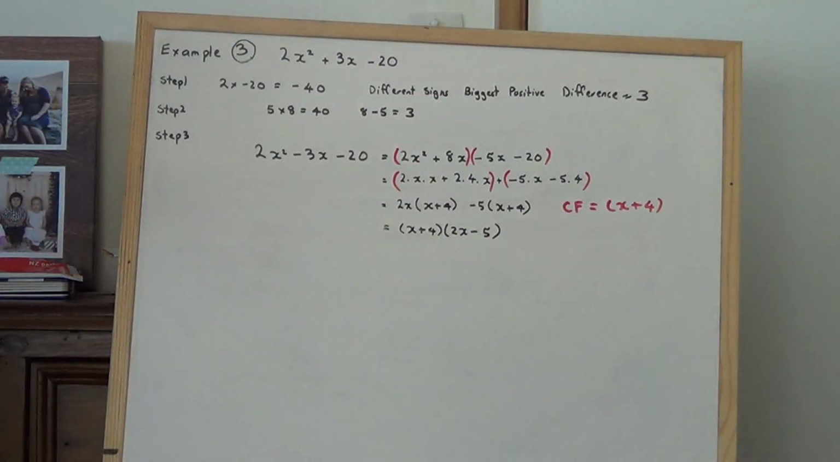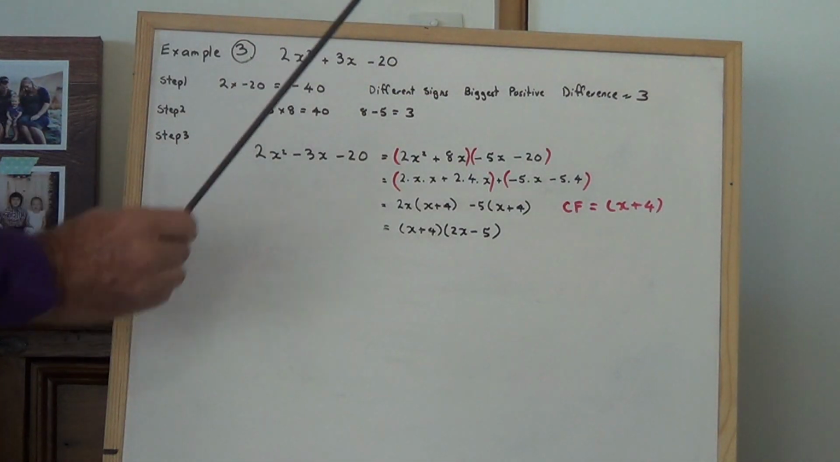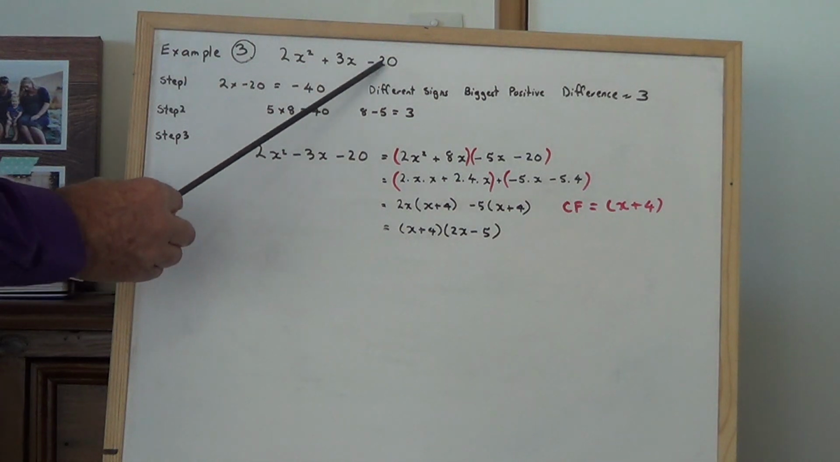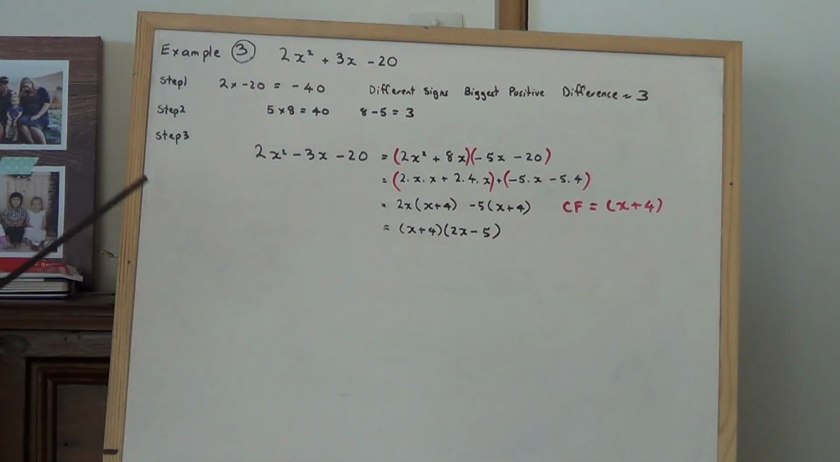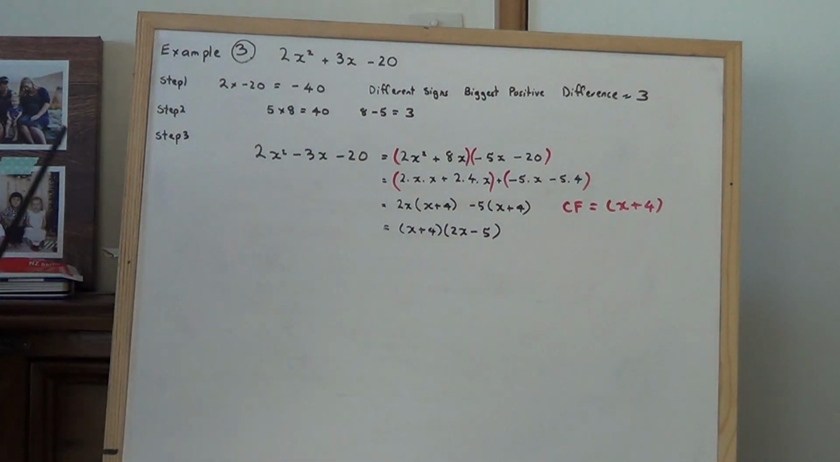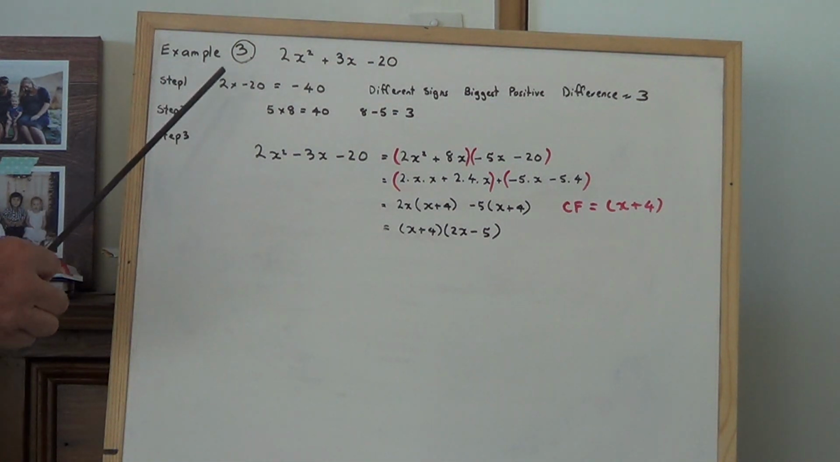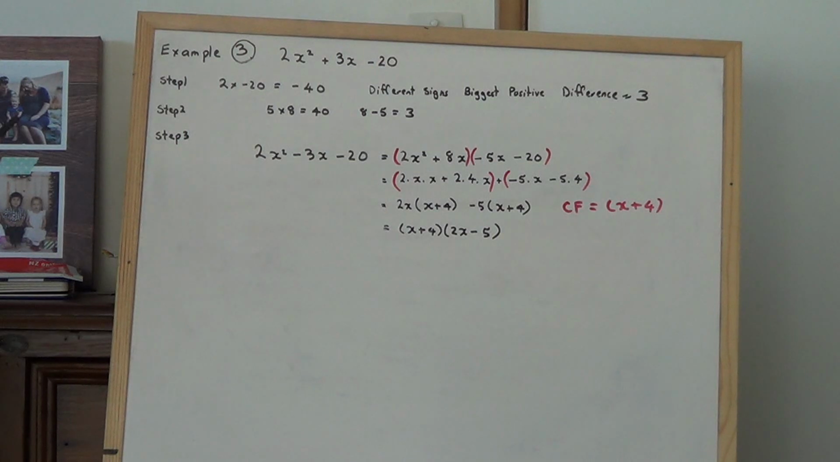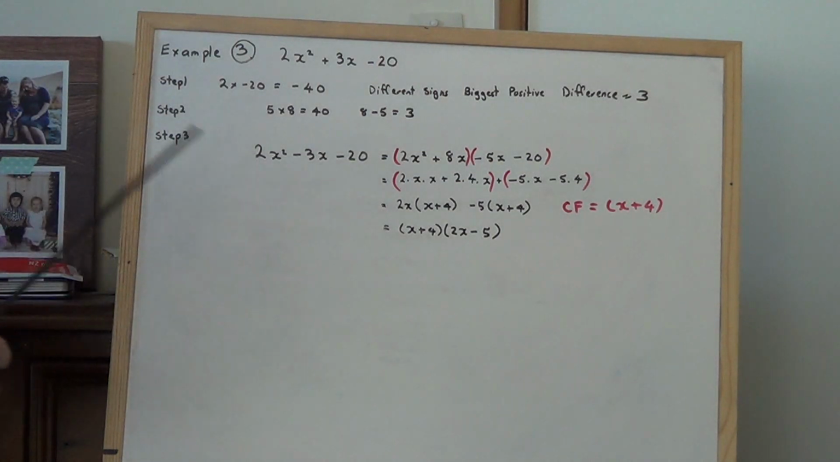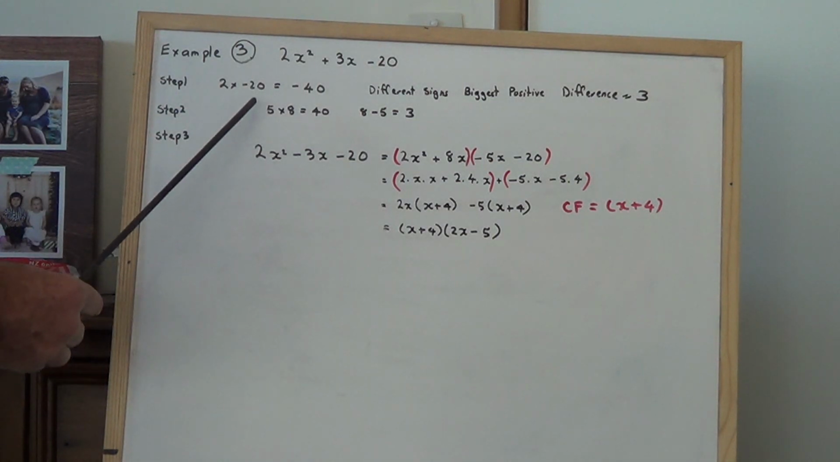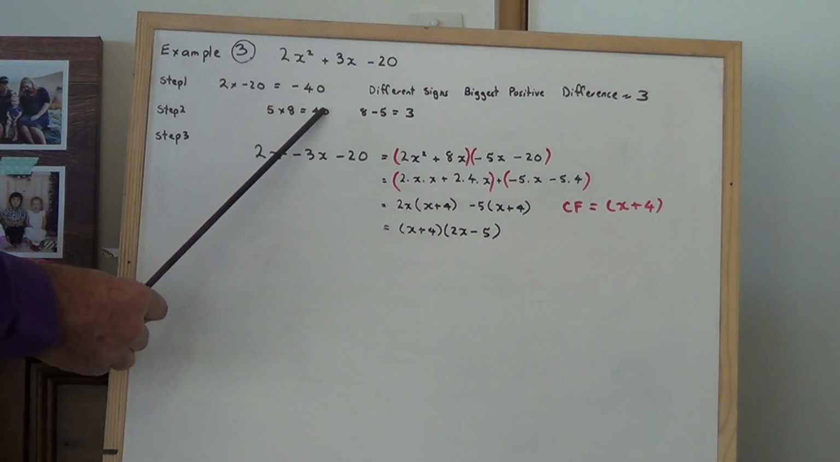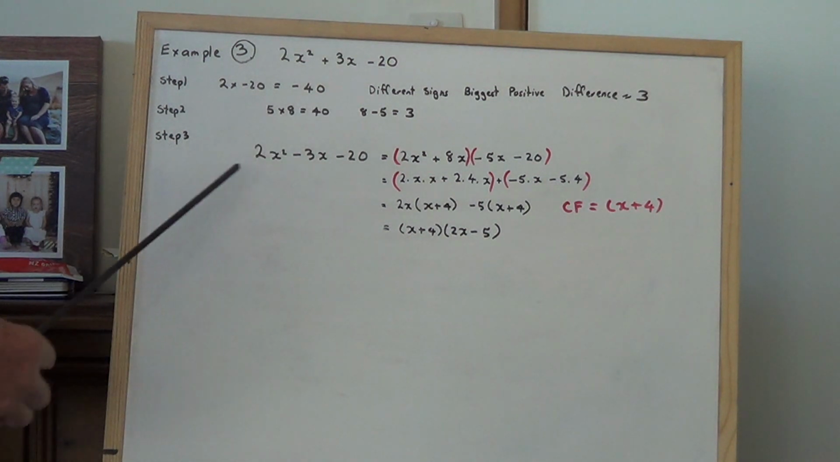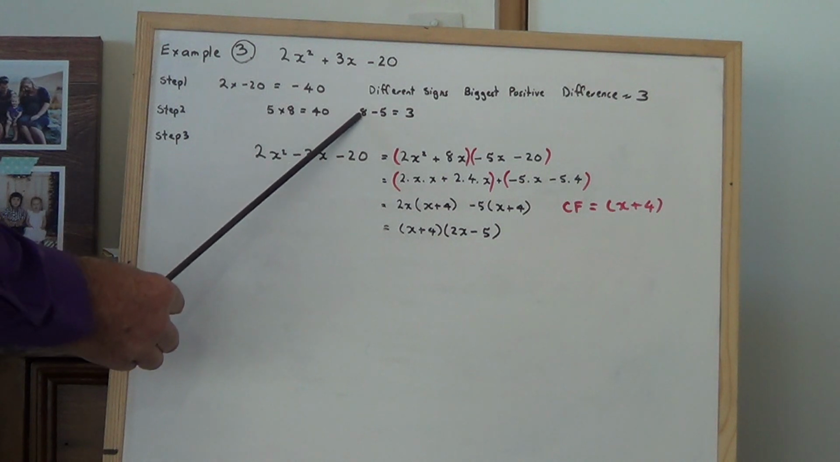Right. 2x squared plus 3x minus 20. Because it's a minus there, there's different signs. The biggest one should be positive, and the difference is going to be 3. So the first step, we're going to multiply the front by the end, which will give us minus 40. Now, we're looking for two numbers multiplied together to give us 40, which have a difference of 3. 5 times 8 is 40, and 8 minus 5 is 3.